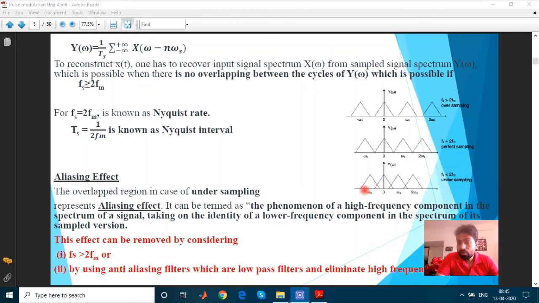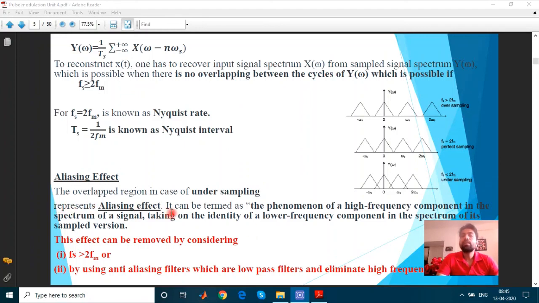And the third case is what? The samples are overlapped on each other. So the first case is called fs greater than 2fm. fs equals 2fm is perfect sampling, and fs less than 2fm, what happens? We discussed the initial condition that this should hold, then what happens? Undersampling. This undersampling creates the aliasing effect, and the aliasing effect tells you the samples cannot be recovered.